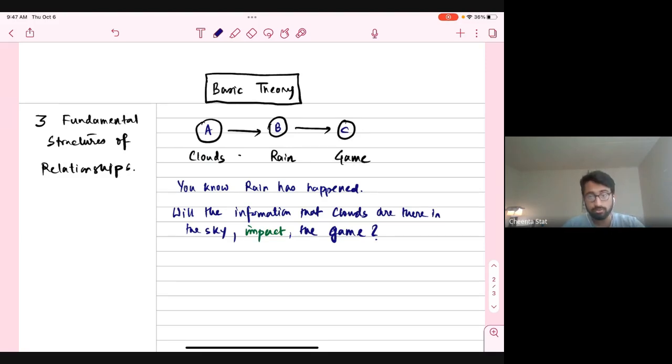You know the rain has fallen. Now will the clouds being there in the sky add extra information to the game? Extra information, that is the thing. What do you think? Okay, so I will do a poll. I will see how many people say no. Yes or no?